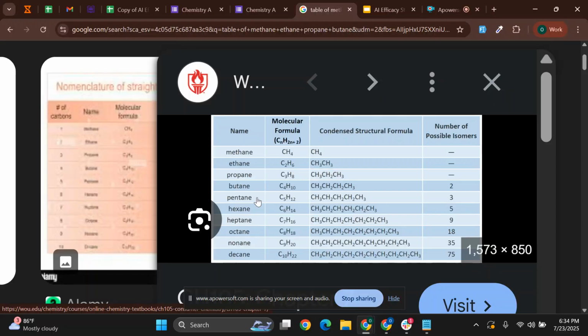Propane, C3H8. Butane, C4H10. Pentane, C5H12. Hexane, C6H14. Heptane, C7H16. Octane, C8H18. Nonane and decane.